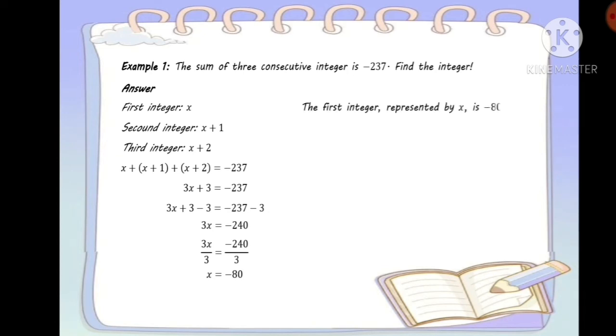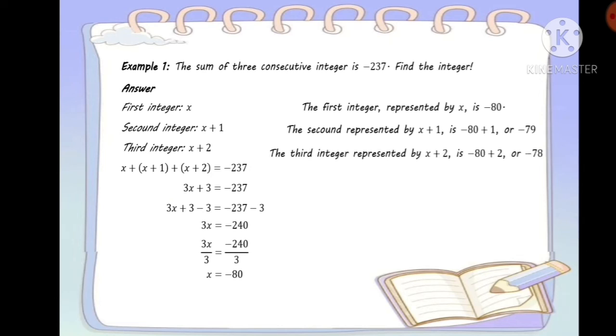The first integer represented by x is minus 80. And then the second integer represented by x plus 1 is minus 80 plus 1 or minus 79. And then the third integer represented by x plus 2 is minus 80 plus 2 or minus 78. So the three integers are minus 80, minus 79, and minus 78.